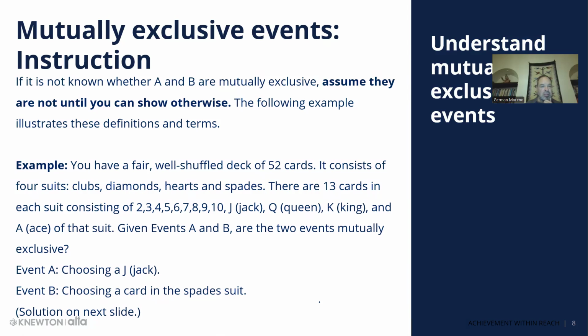There are 13 cards in each suit, consisting of 2, 3, 4, 5, 6, 7, 8, 9, Jack, Queen, King, and Ace of that suit. Given events A and B, are the two events mutually exclusive? So choosing a Jack. Okay, so you're looking at all 52 cards.